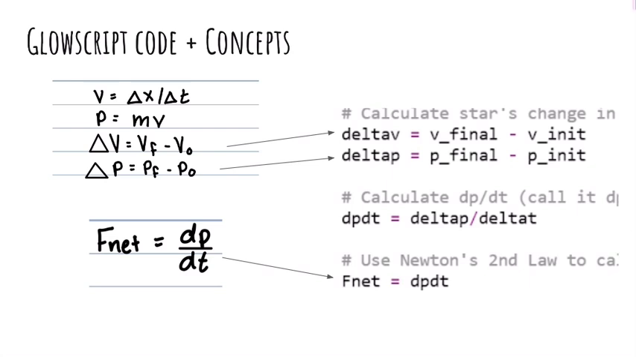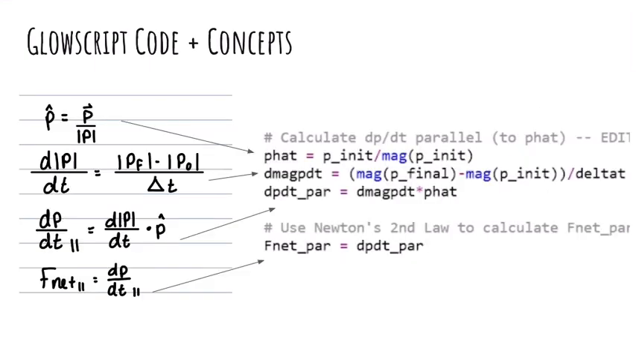For initial conditions, let's begin to define our velocity, which is the change in x over the change in time, and our momentum, which is the mass times the velocity. We also find the change in velocity and the change in momentum and put it in our code so that we may derive our dp/dt for the overall Fnet. As you can see, it is delta p over delta t, and we define this to be our Fnet.